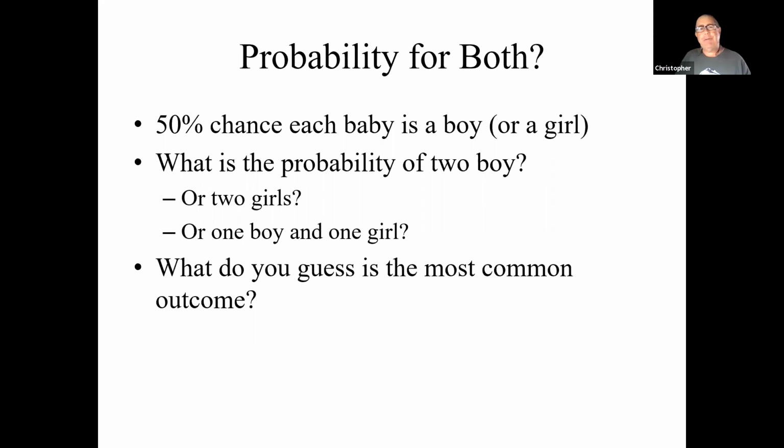So what's the probability of getting 2 boys? What's the probability of getting 2 girls? What's the probability of getting 1 boy and 1 girl? So this usually trips people up. The most common outcome is 1 boy and 1 girl, and we'll see why that is in a second.